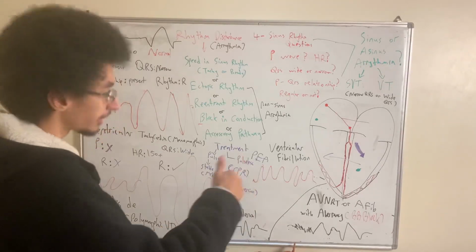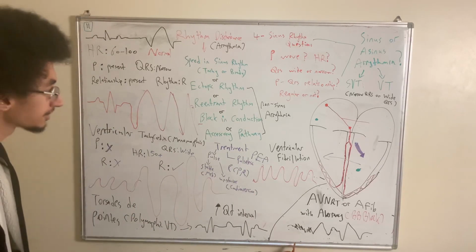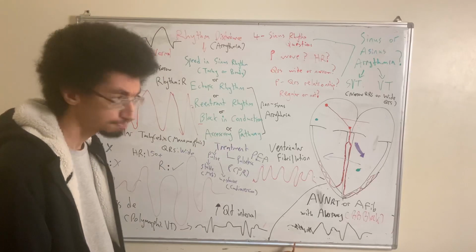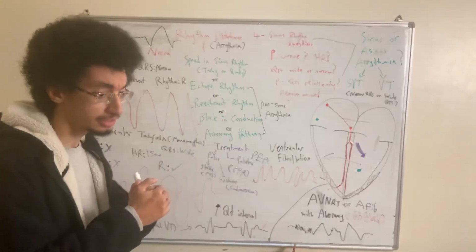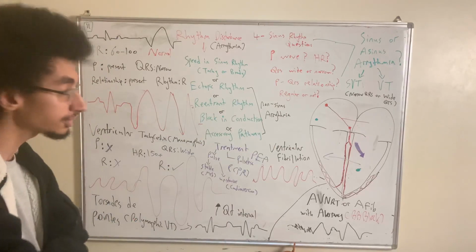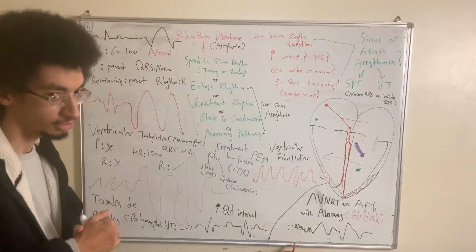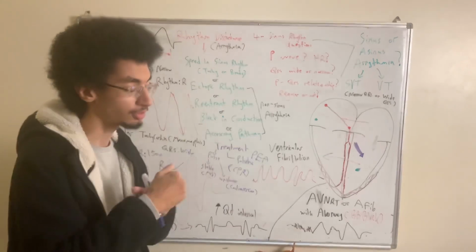We have now finished the arrhythmias. And now in the next video, we will finally finish the remaining 10% of arrhythmias, where we will talk about conduction blocks and Wolff-Parkinson-White syndrome, which is an accessory pathway.